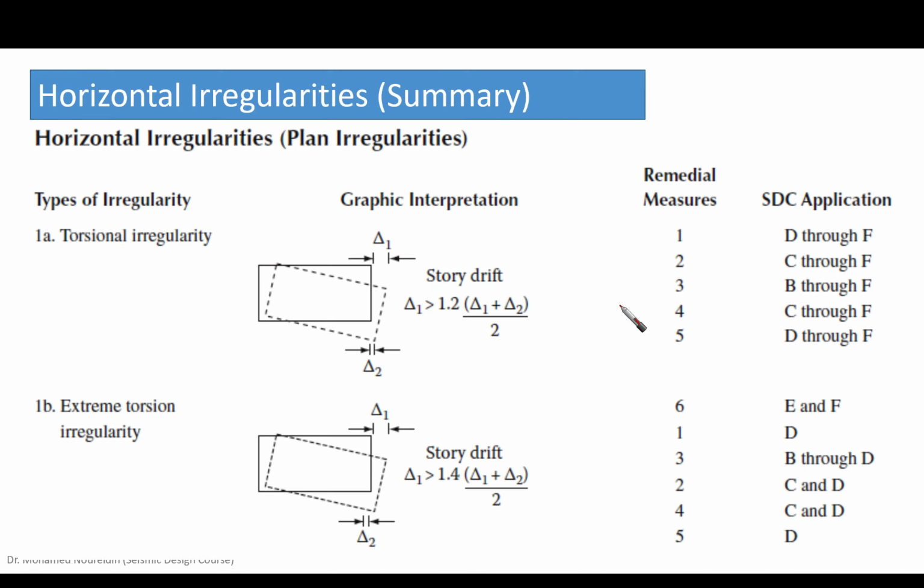Okay, so we are going to use torsional amplification here. I'm going into these remedial measures at the end, so I do not want to bother you now with these remedial measures. I just want to give the summary now of what the horizontal irregularities are. So this is the first one, which is torsional irregularity and extreme torsional irregularity. The difference between the two is 1.2 here, 1.4 here. That's it. And keep this part aside now because I'm going to explain it later.